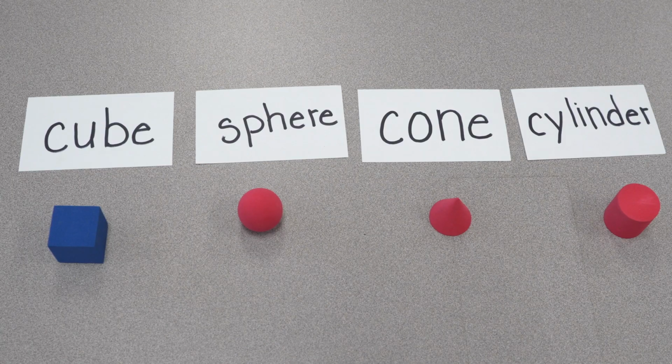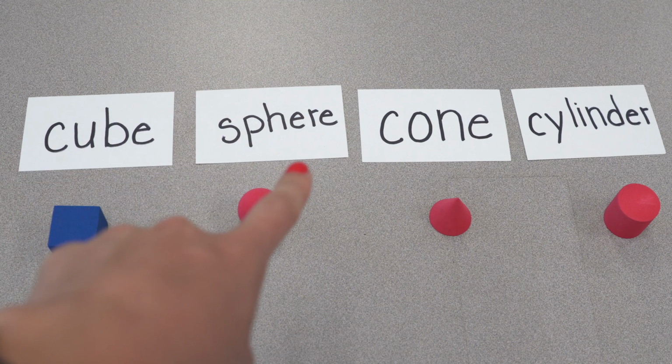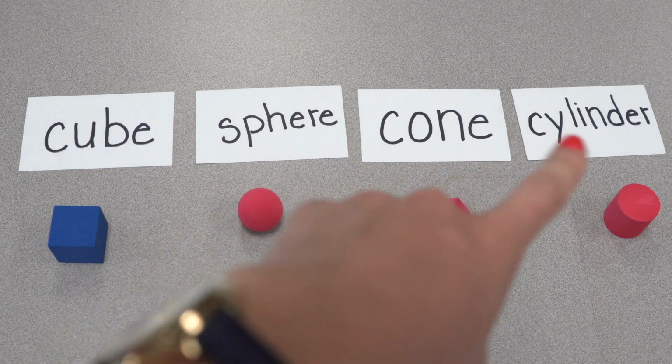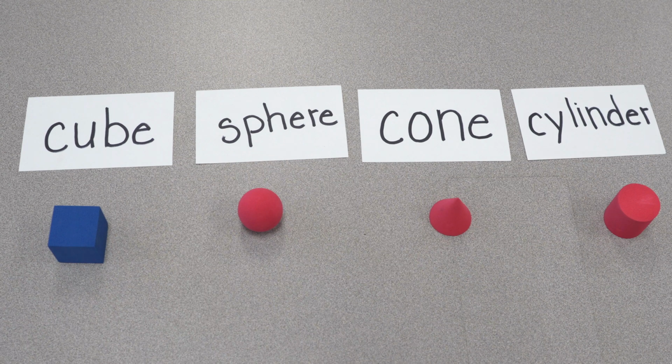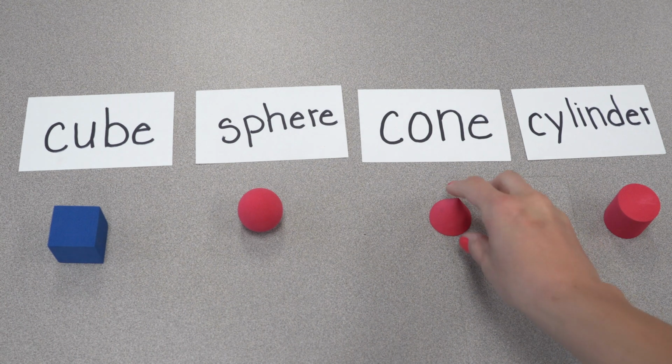Last week in math, we learned about flat shapes. And yesterday we finished up with our last flat shape, which was our hexagon. And today we are going to be talking about solid shapes. We have a cube, a sphere, a cone, and a cylinder. We're going to be looking at the different characteristics of each shape. So let's start with the cone.